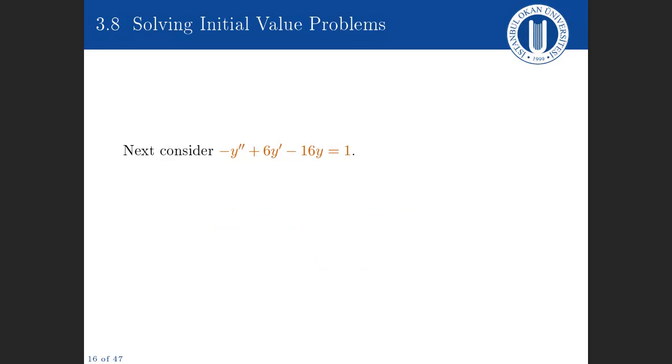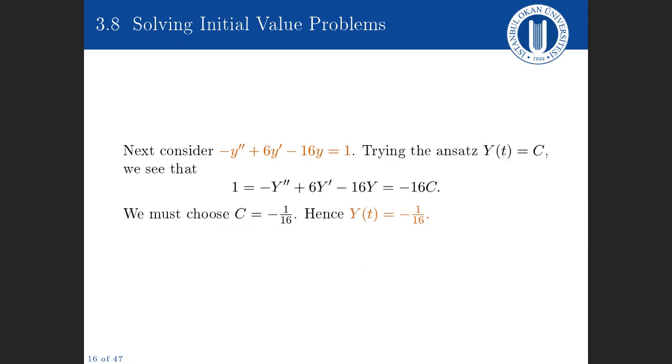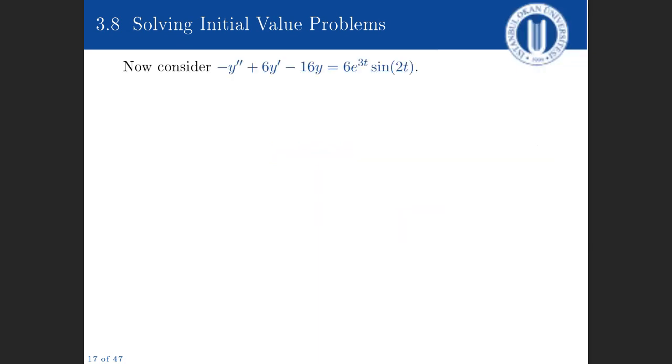Let's move on to the orange equation. We need a particular solution to this equation. The function here, g, is just a constant. So the ansatz we try is just going to be a constant. Put this in, and we find that the constant must be minus 1 over 16. So we have our particular solution. Our particular solution is minus 1 over 16. That leaves one equation left. We still need to look at the blue equation.